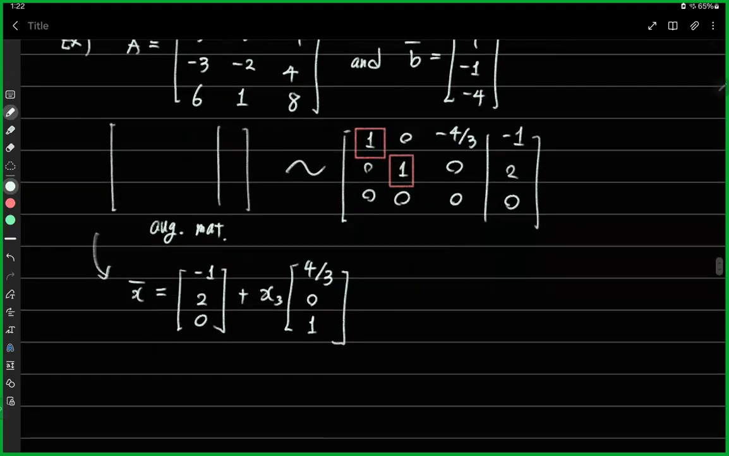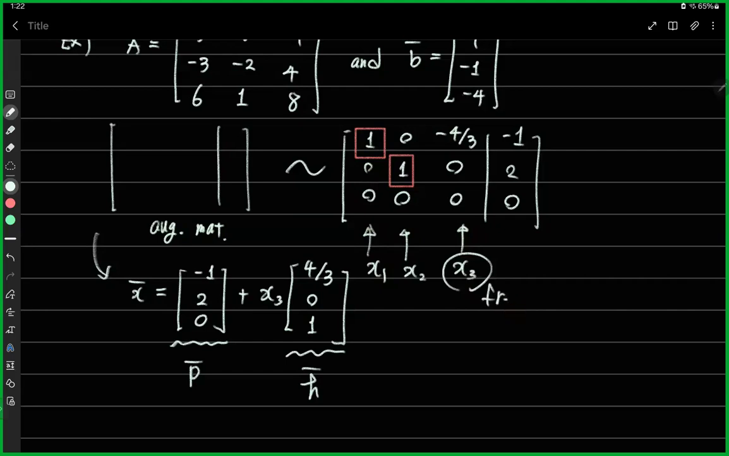Which means that this is the vector p, and this is the vector h. The s is 1 and the t is x3. In this case, there's only one free variable, which is x3, right? The first column corresponds to x1, the second column corresponds to x2, and this column corresponds to x3, and x3 is free. The other ones are basic. So now what I'm going to do? What if x3 equals 0?